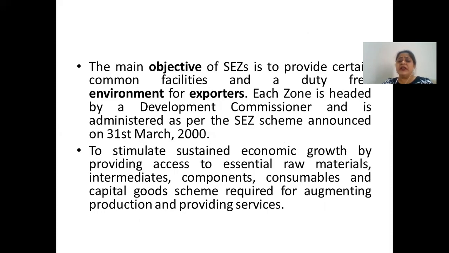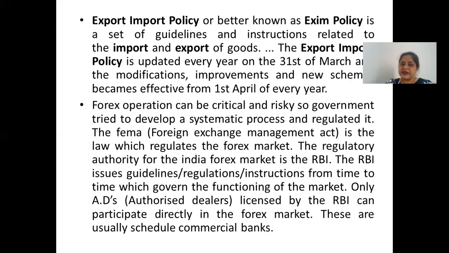Then there are certain units which are considered as safe zones, and the main objective is to provide common facilities and a duty-free environment for the exporters. There are different zones categorized, and different facilities are provided, and balanced economic growth is promoted, and different kinds of essential raw material, etc. are being given. When we talk about the export import policy, we have already discussed it in much detail.